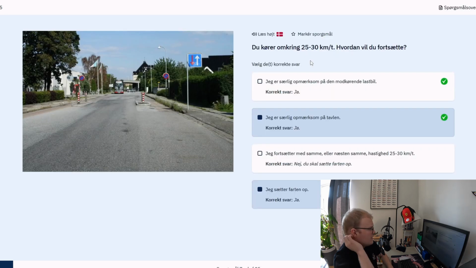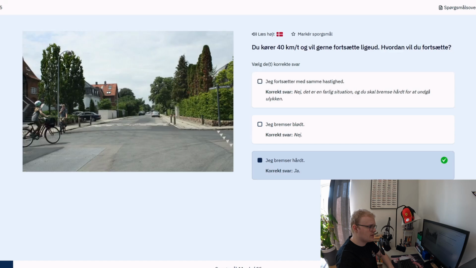And which ones were they? This one. Okay, this is the one with the lorry, where I said I don't have to pay attention to the lorry. That was wrong. It says I have to pay attention to the lorry because it's there. I mean, it does make sense. So, yeah, it's obviously wrong. That's fine.